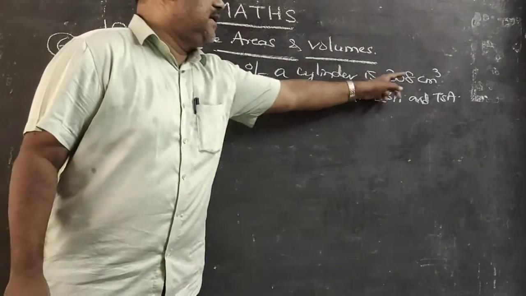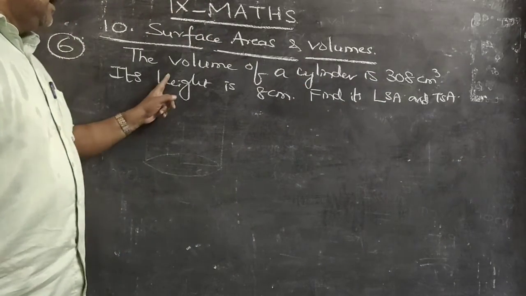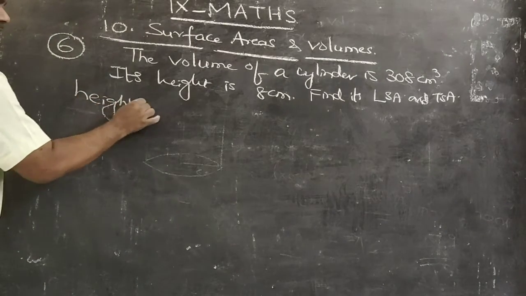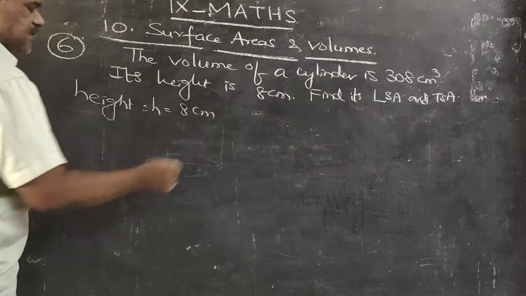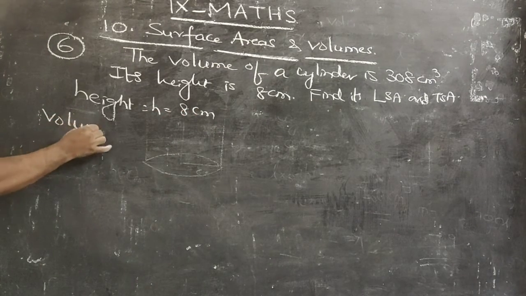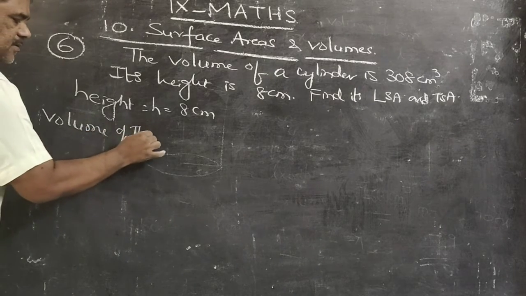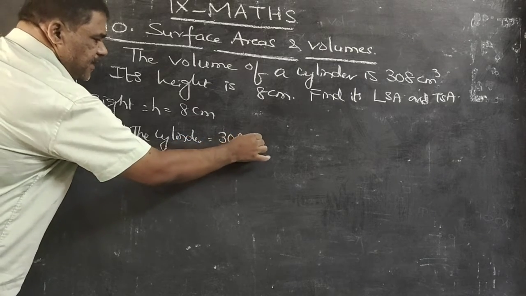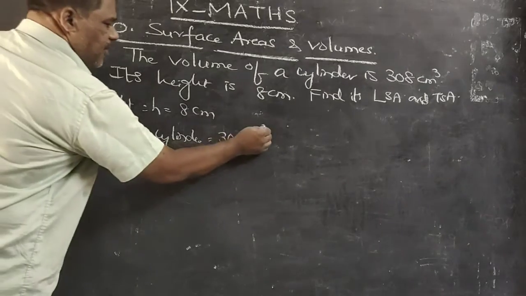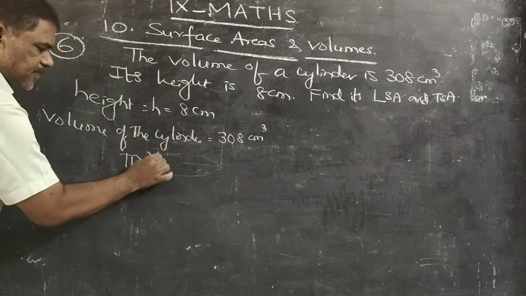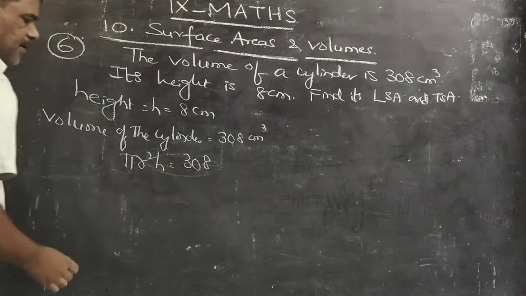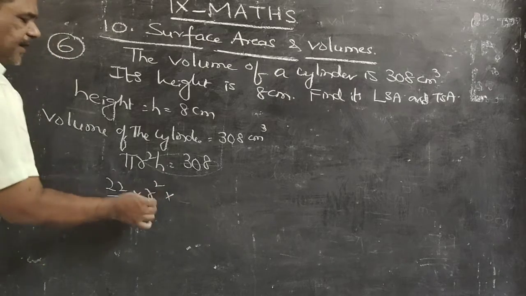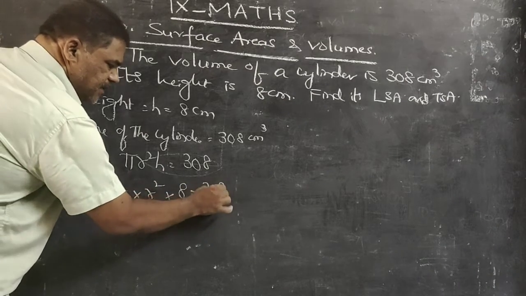Here volume of the cylinder is given as 308 centimeter cube. Height is given as 8 centimeters. Volume of the cylinder formula is pi r square h, that is 308. Pi is 22 by 7. R we don't know, we have to find R value. Height of the cylinder is 8.